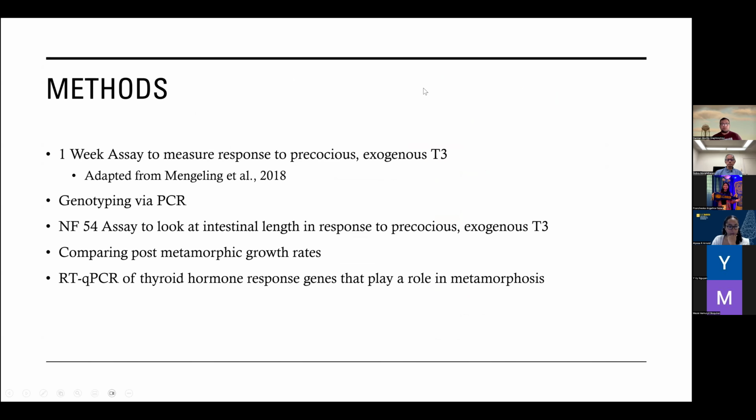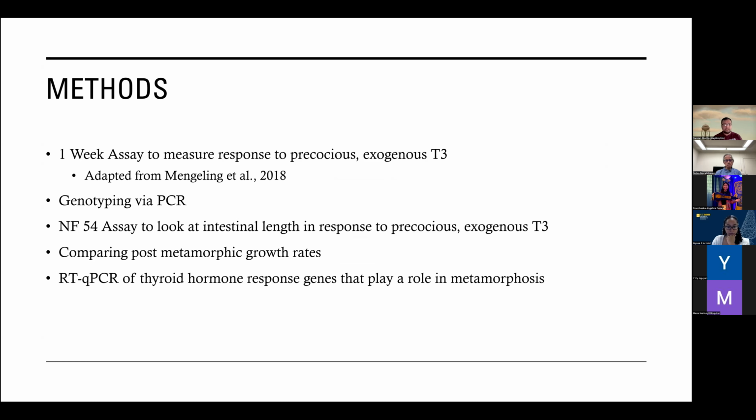So in order to quantify the response to T3, tetraiodothyronine, which is considered the active form of thyroid hormone, we did a variety of experiments. So the 1 week assay to measure response to precocious exogenous T3. This was adapted from Mengele et al. 2018, who was actually the assistant project scientist in the lab. And in order to determine the genotype, we actually have to do PCR.